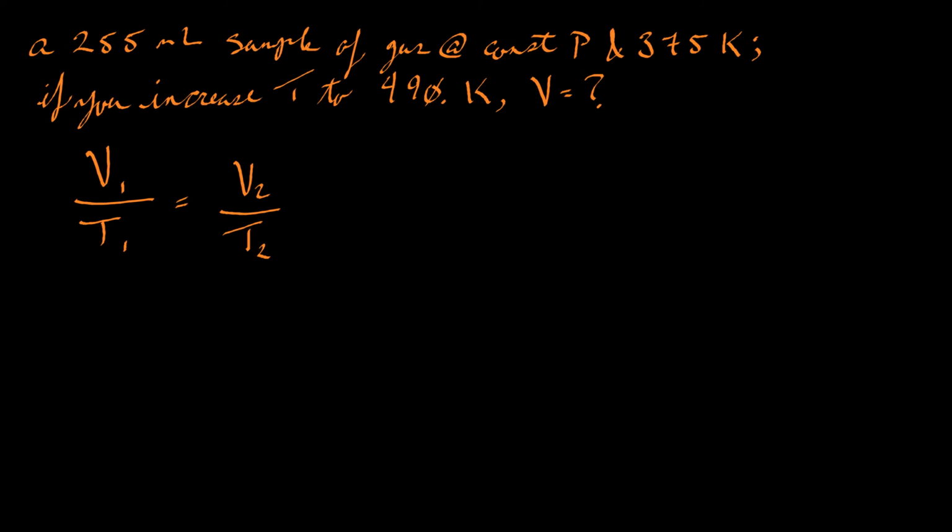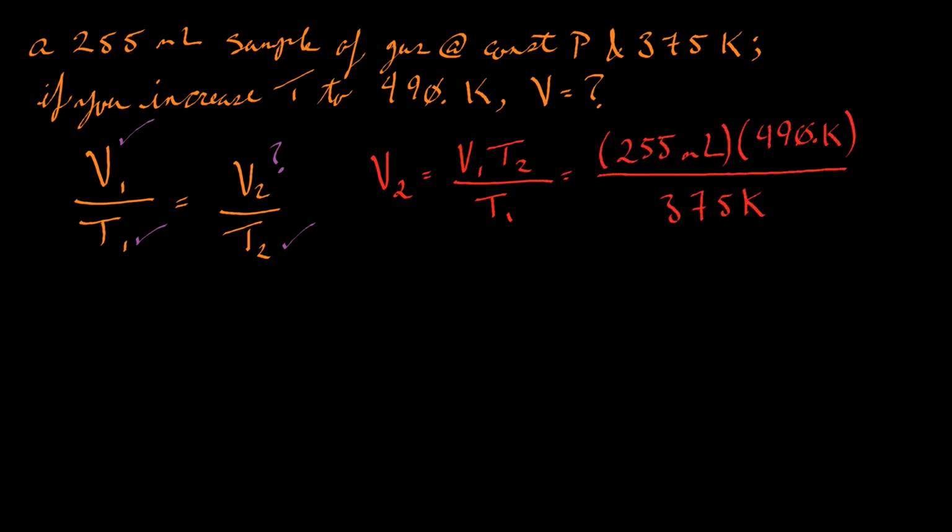We're starting at 255 milliliters. We don't know what volume we're ending up at. We have V1, we have T1, we have T2. We're looking for V2. So we do a little bit of algebra, and we come up with volume 2 equals volume 1 times T2 over T1. Just a little bit of rearranging there. Now we sub in the values that we know, V1, T1, T2.